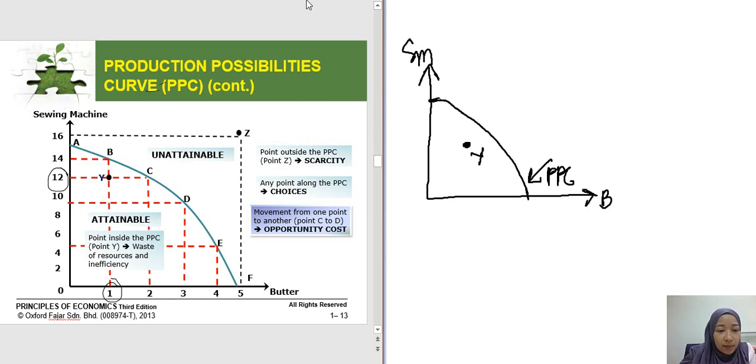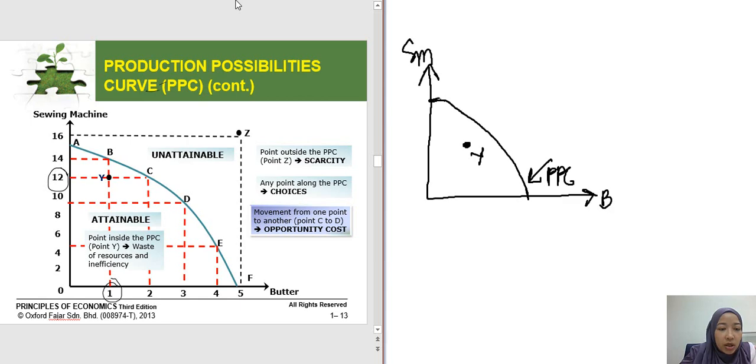Why? Because you have enough resources. But you are not fully utilizing the resources, so point Y is actually not an efficient point, because you are not maximizing the resources that you have. You are not maximizing your profit, the possibilities of you getting higher profit. So instead of producing at point Y, you move your production to any of the points on the curve.